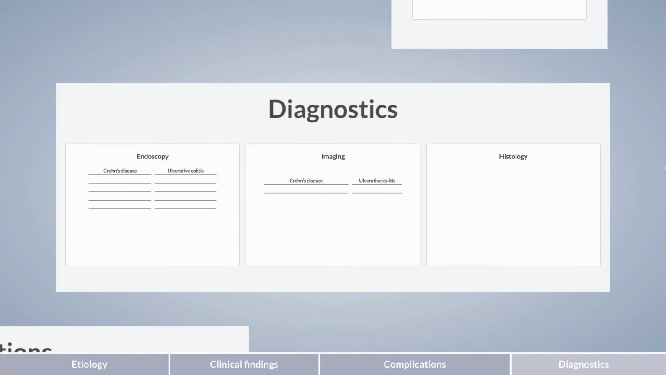Diagnostics. How are Crohn's disease and ulcerative colitis diagnosed? A suspected diagnosis is made based on the patient's medical history and abdominal ultrasound. The final diagnosis is determined using 3 methods: endoscopy, imaging, and histology.